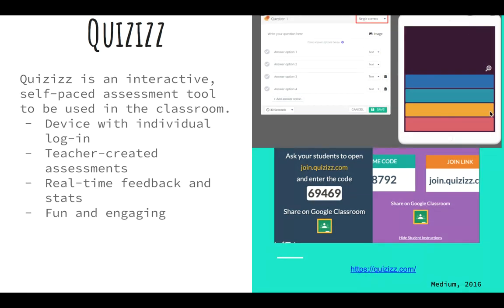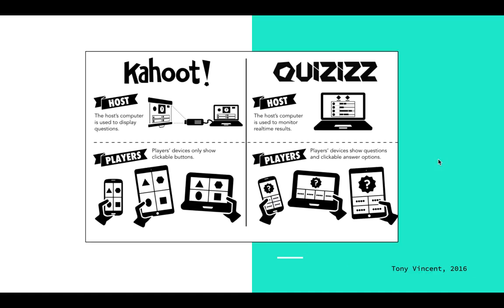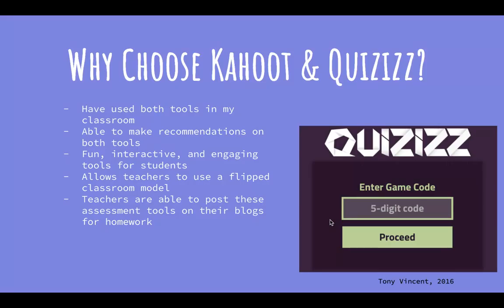Quizizz, which is this. This is what the student's screen will look like. So I'll have the question displayed and then the answers displayed. The host computer for Quizizz will show the stats and the results. So that is different from Kahoot. So this again is the screen. The shapes correspond to the answers, and then the students will choose the answers that way. For Quizizz, they'll get to see the questions and answers.